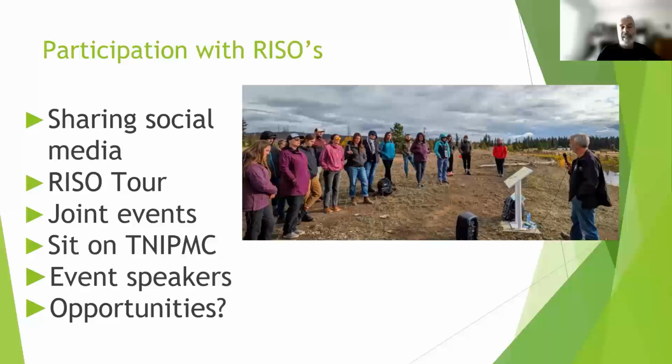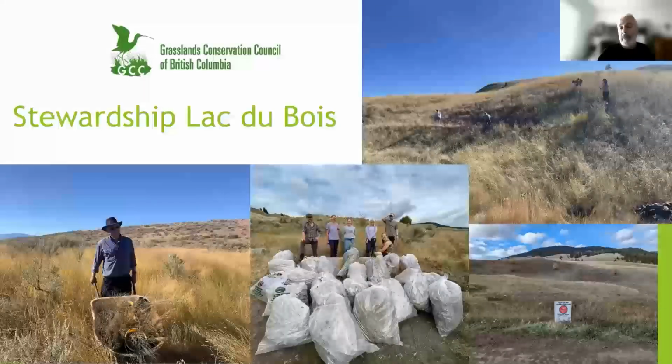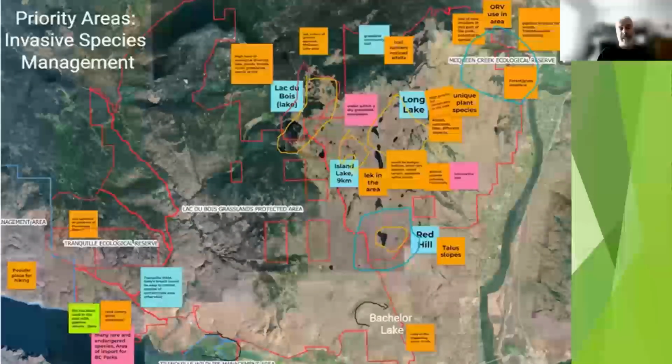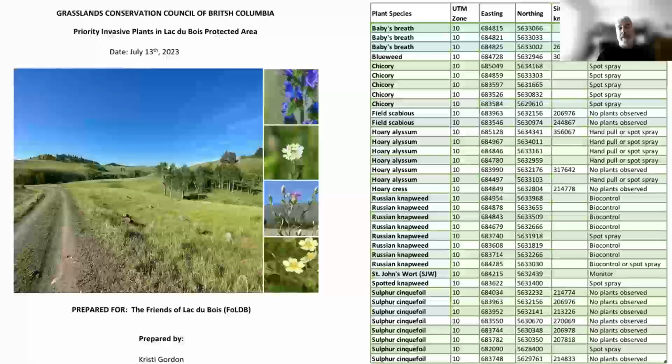Working with the regional invasive organizations, and then doing projects like at Lac du Bois, where we've done invasive plant pulls and planted native plant plugs, as well as invasive plant control, particularly on new invaders to the area. So here is a map of Lac du Bois where we highlighted some of the values and some of the invasive species, and then did this report on priority invasive plants. And so things like baby's breath, chicory, field scabious, hoary cress, hoary alyssum, and Russian knapweed, and specifically inventoried them and did some control.